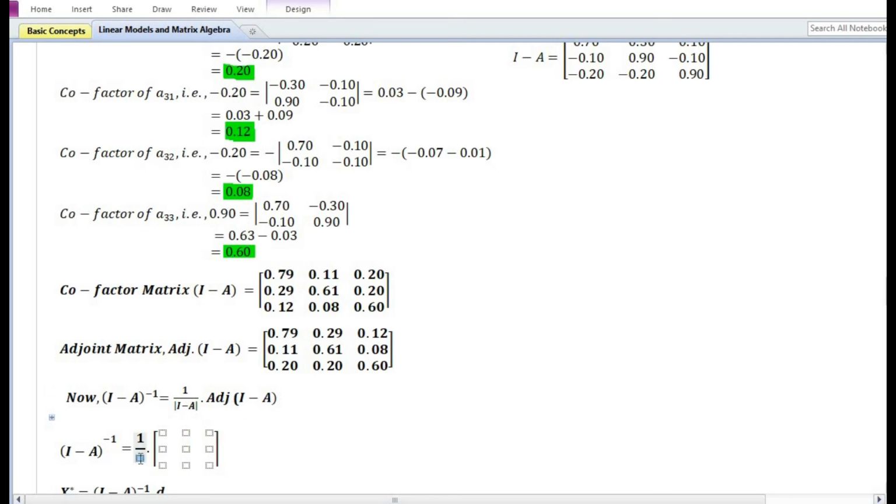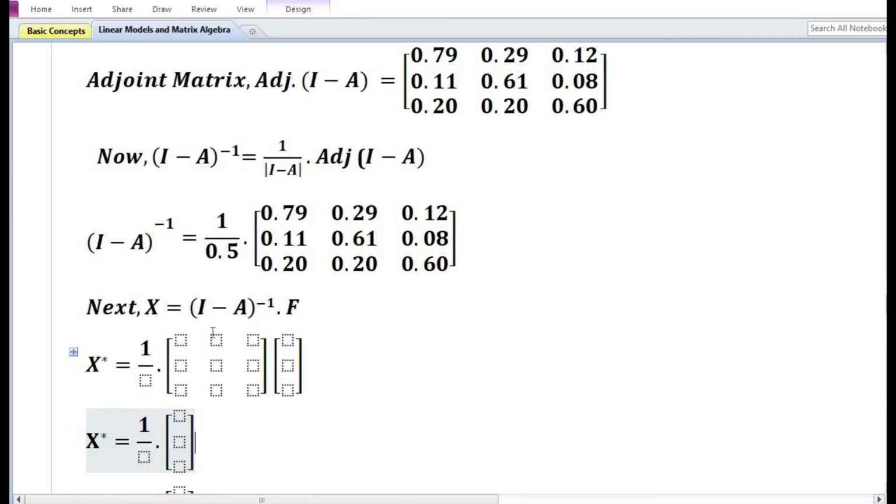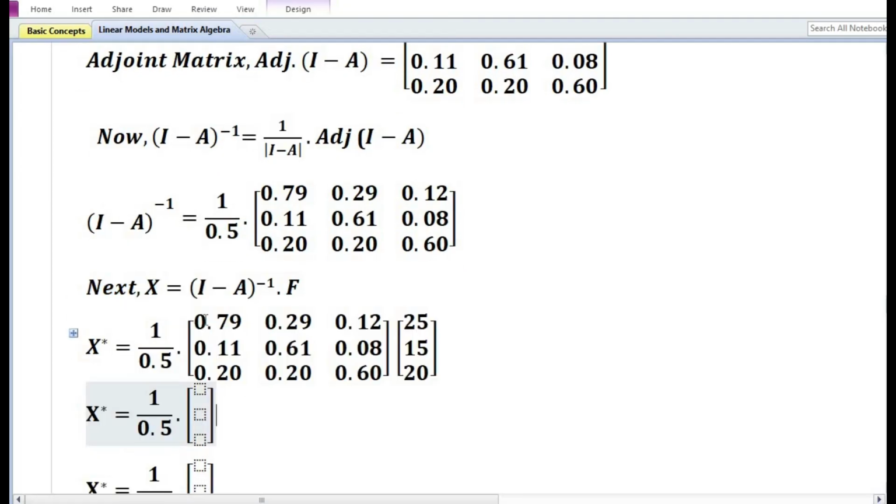The determinant of I minus A is 0.5. Next, substituting the inverse of I minus A and final demand vector in the Leontief input-output model equation, we have, let us simplify further by multiplying the adjoint matrix of I minus A with the final demand vector. So in the multiplication process, we will be multiplying each row with the given final demand vector. Let us start with the first row.